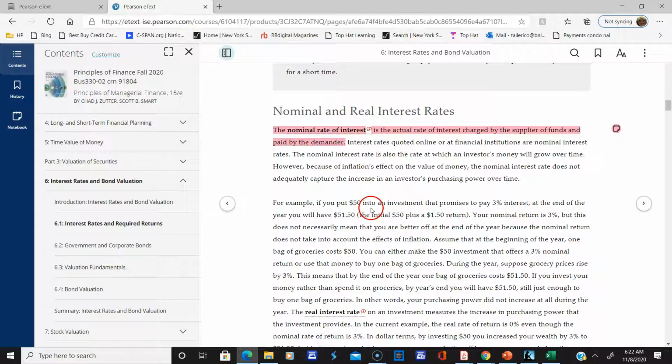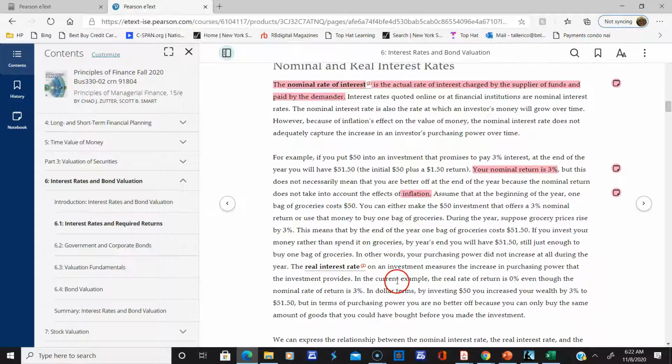So if you put $50 into an investment that promises to pay 3% at the end of the year, you will have $51.50. So your nominal rate is the 3%. So here is your nominal rate, okay? So everyone should be aware of that. That's your nominal rate. But this does not necessarily mean that you are better off at the end of the year, because the nominal rate doesn't take into account inflation. And this is the most important point. Inflation is a killer. You should always be aware of the inflation rate, which is why a lot of people invest in the stock market, because they want to avoid inflation.